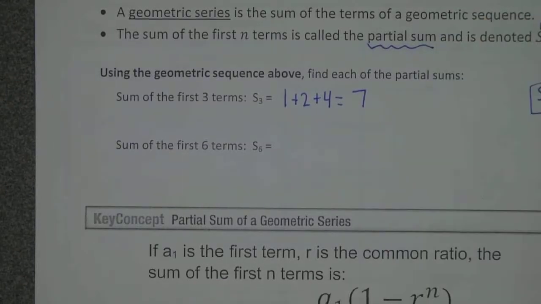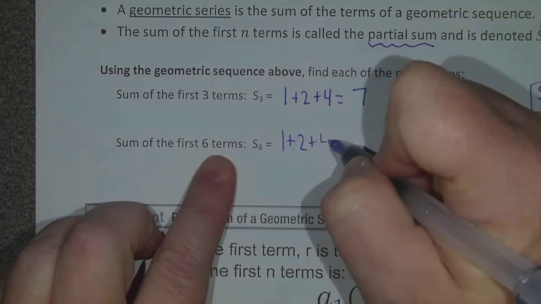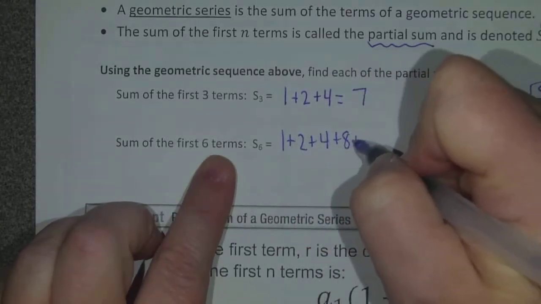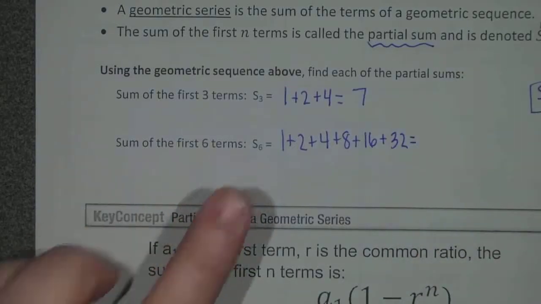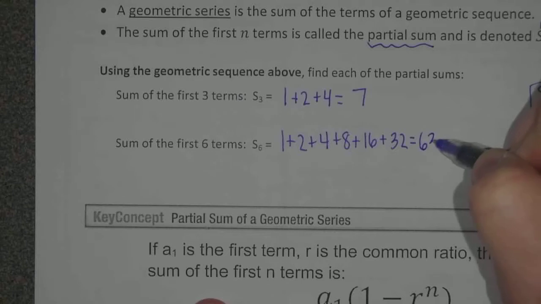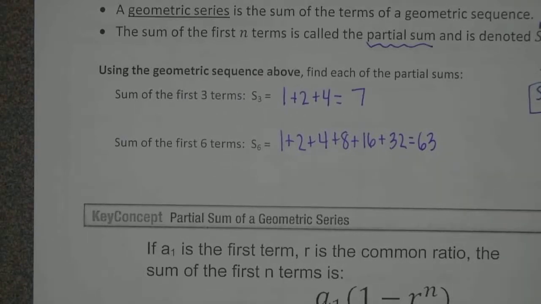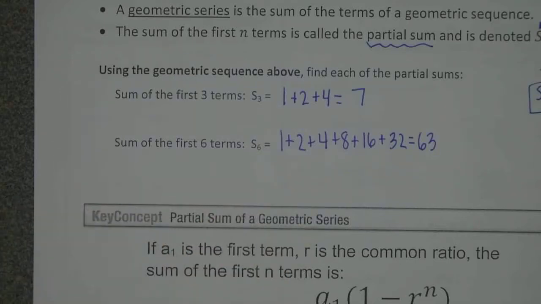You following me on how that works? So the sum of the first 6 terms would be 1 plus 2 plus 4 plus 8 plus 16 plus 32, which would be a total of, it's a what? 63. Okay, so that's not too hard to do, right? If it says the sum of the first 3 terms or the sum of the first 6 terms.